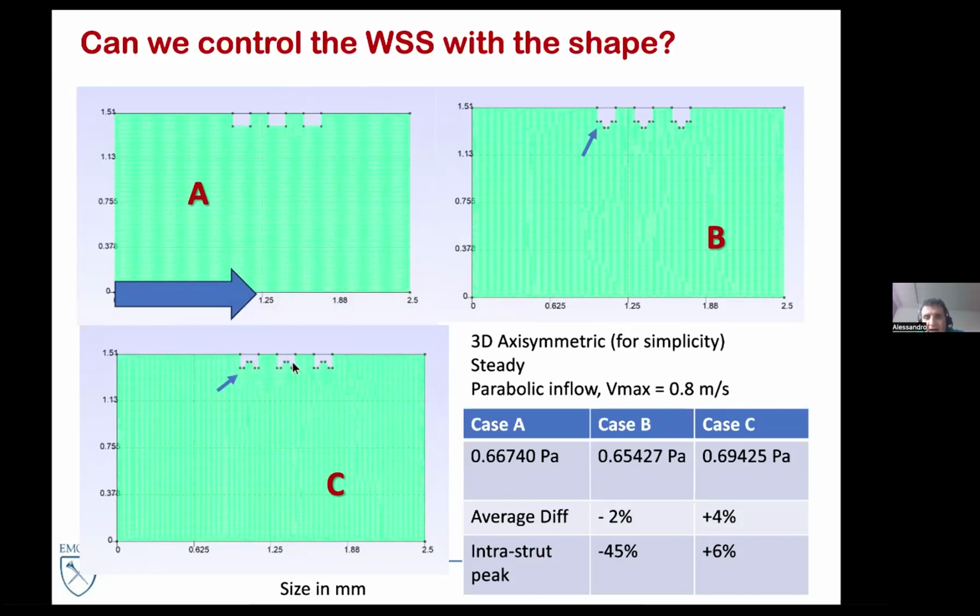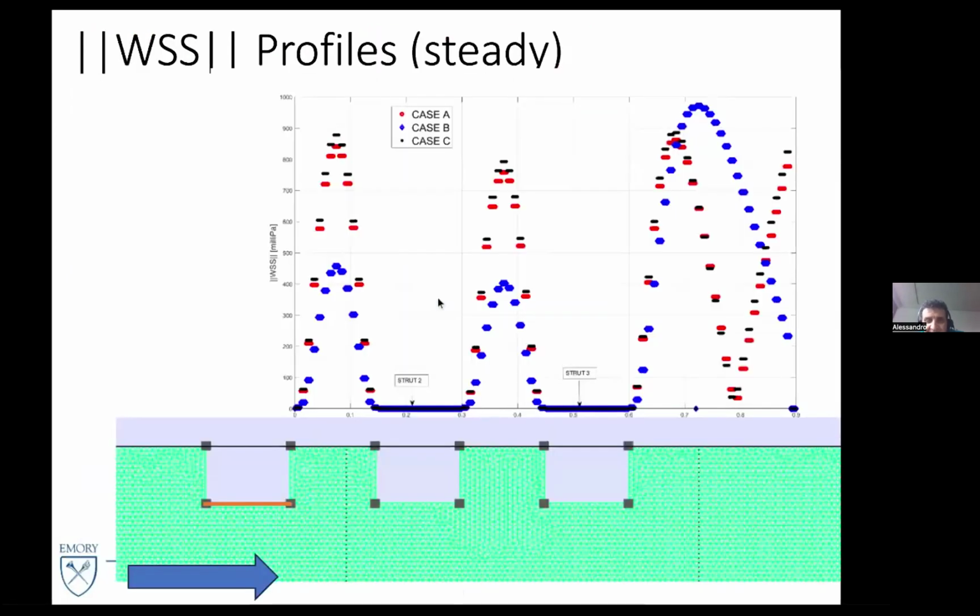And I wanted to see what is the profile of the wall shear stress on the tissue, so between 2 struts, and after, downstream of the struts. So the blood is flowing from the left to the right. What I found is here. So here you have the flat in red, the blue is with the extrusion, and the black with an intrusion.